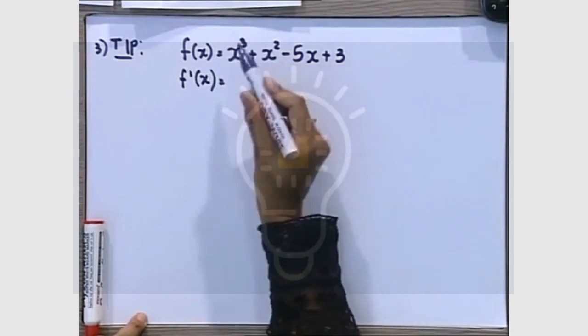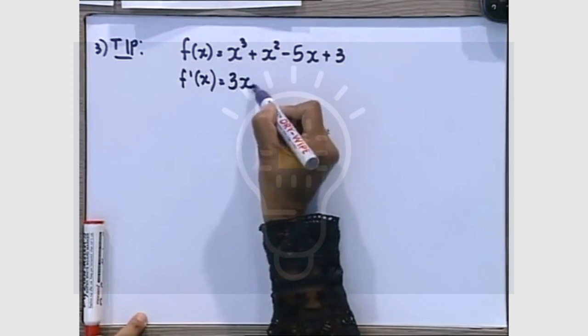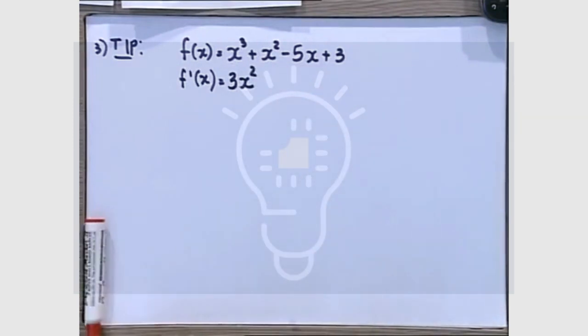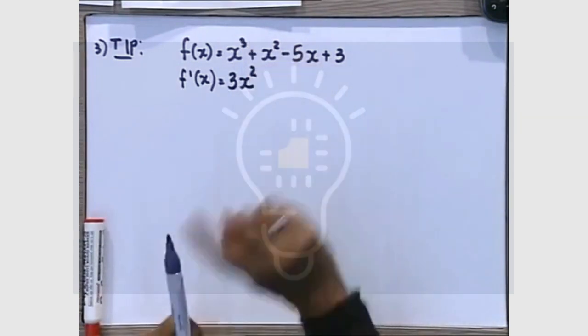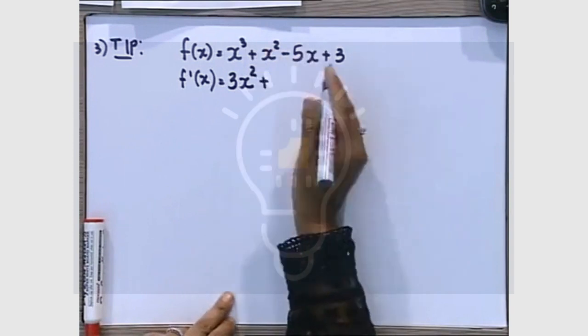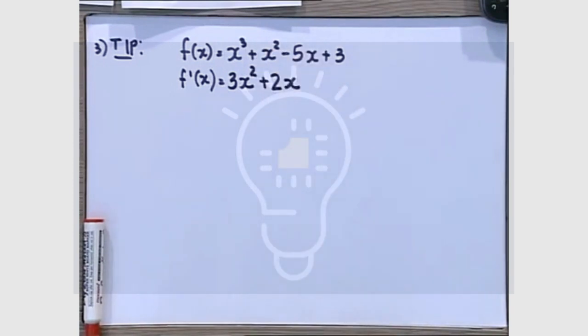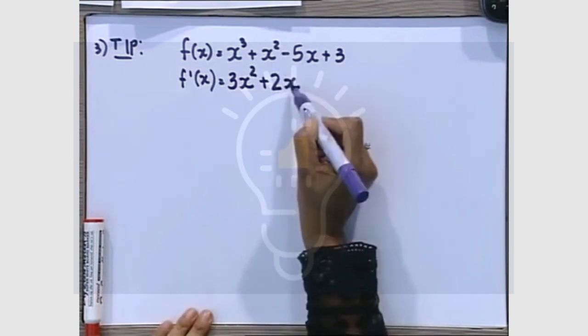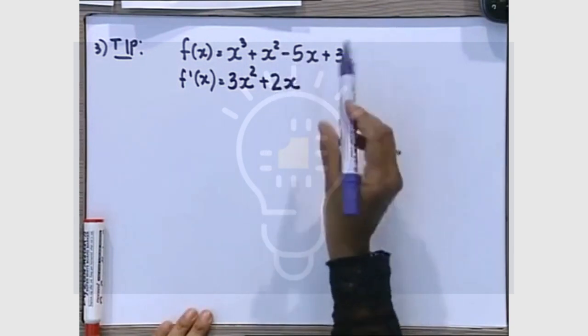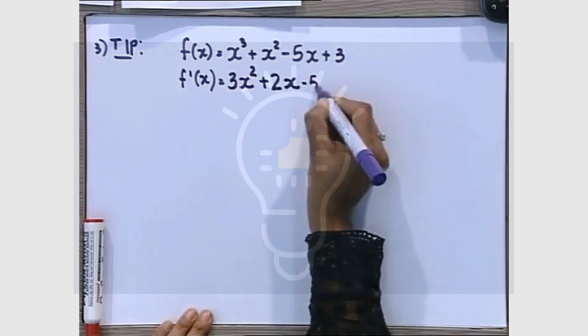3 times 1 is 3. Take away 1 from your exponent. You understand that? 3 minus 1 is 2. Then 2 multiplied by 1 is 2, and take away 1 from your exponent, gives you 2 there. The derivative, 2 minus 1 is 1. And the derivative of -5x is -5.